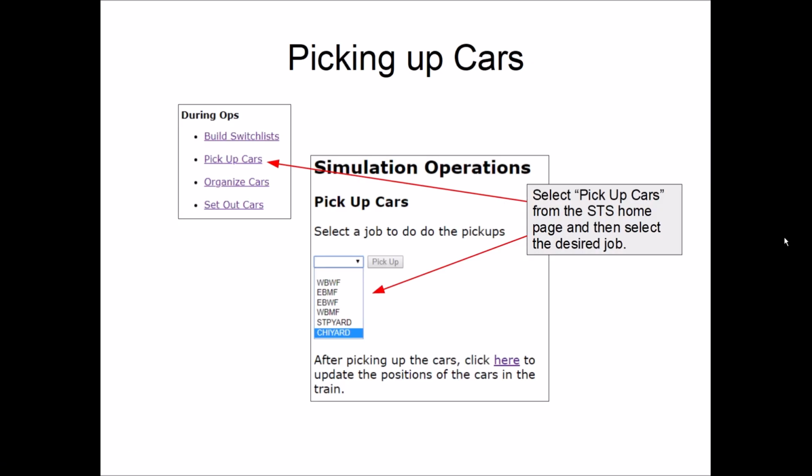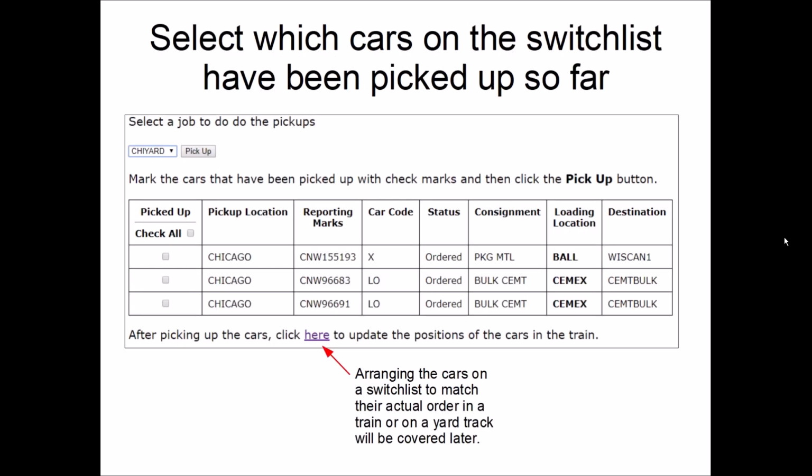To actually pick up a car, you go to the pickup car link in the during operations section, and you select the job. In this case, we're going to select Chicago yard. Now it shows us the cars that have been assigned to that switch list. In order to pick up a car, you just put a check mark in the box in the left-hand column. That tells STS that your train, your job, your crew is now in possession of that car. You can mark them all as picked up at one time if you wish, or you can mark them one at a time as you actually pick them up.